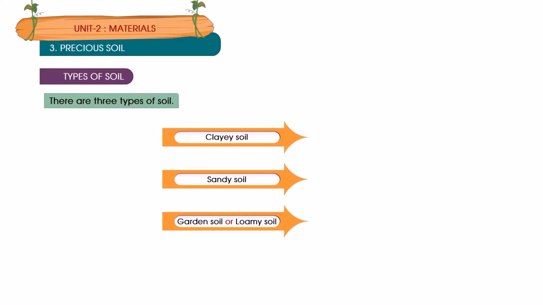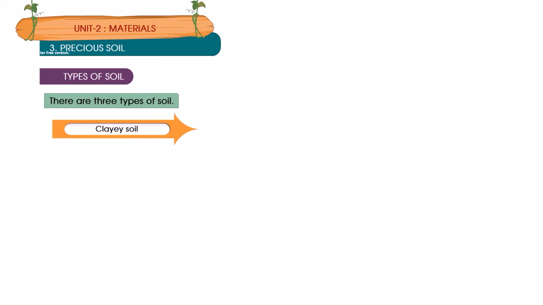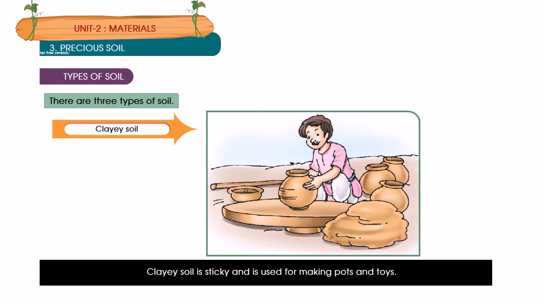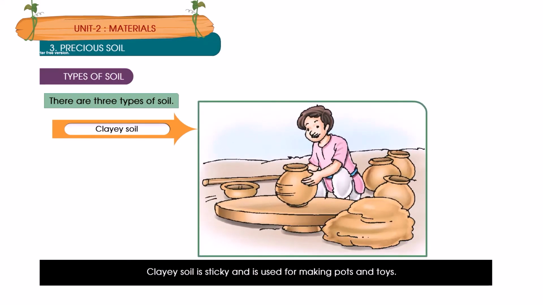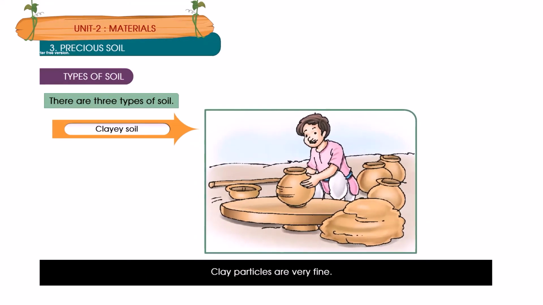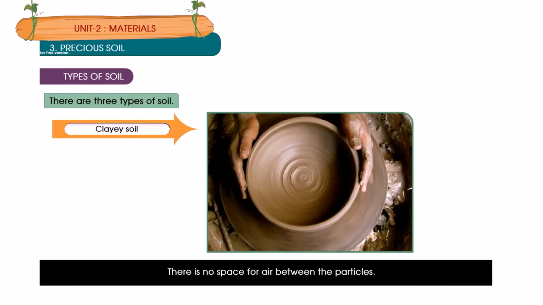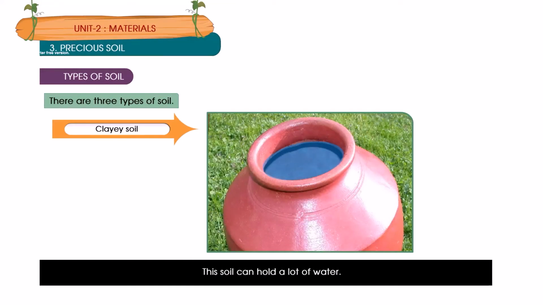1. Clay soil. Clay soil is sticky and is used for making pots and toys. Clay particles are very fine. There is no space for air between the particles. This soil can hold a lot of water.